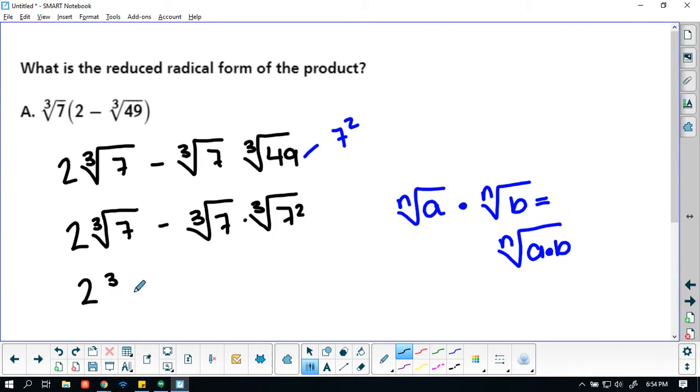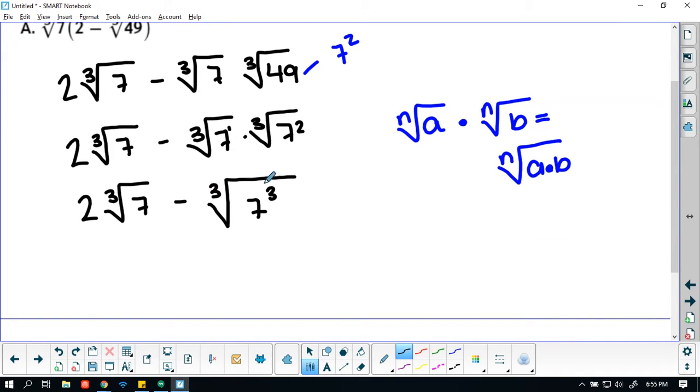2 cubed root of 7 minus, now we have 7 to the first power times 7 to the second power. We learned through the exponential properties that when we have the same base, we add the exponents. So 1 plus 2 is 3. Looking at this now, we have a perfect cube and a cubed root. So if I have a perfect cube and a cubed root, I can remove that perfect cube and make it 7 to the power of 1.